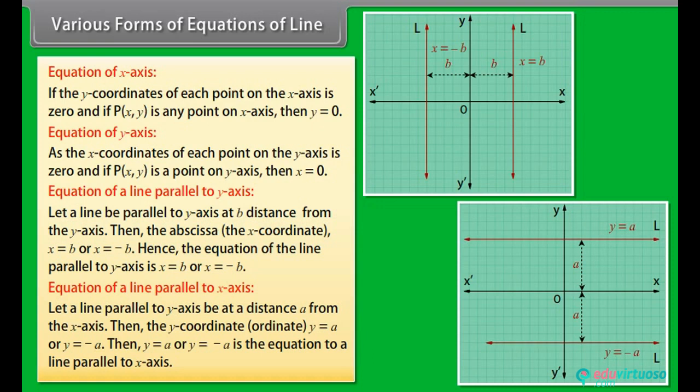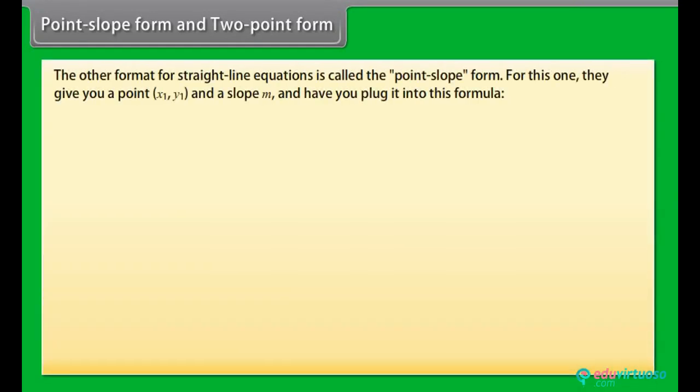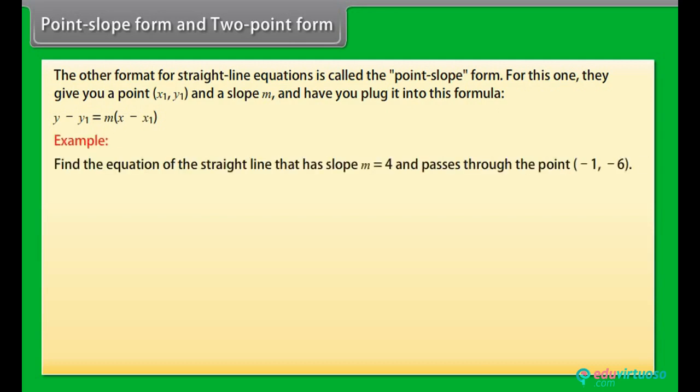Point slope form and two-point form. The other format for straight line equations is called the point slope form. For this one, they give you a point (x1, y1) and a slope m and have you plug it into this formula: y − y1 = m(x − x1). Example. Find the equation of the straight line that has slope m = 4 and passes through the point (−1, −6).